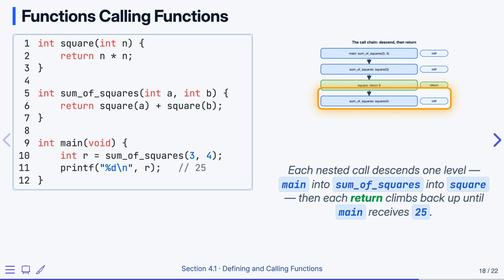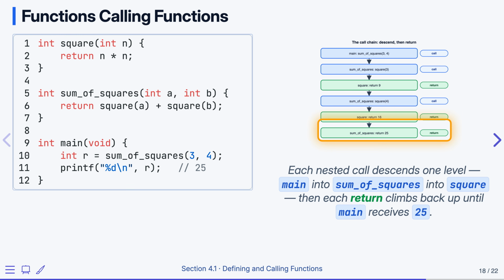Back in sum_of_squares, the second call is square(4). Control descends into square once more. It computes 4 times 4 and returns 16. Now sum_of_squares adds 9 and 16 and returns 25. Finally, control climbs back up to main, where result receives 25. Each call descended one level, and each return climbed back up.